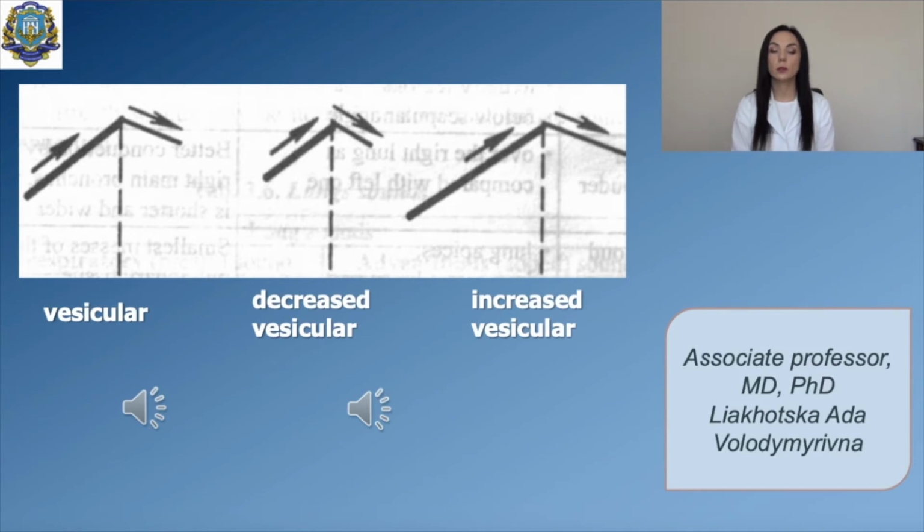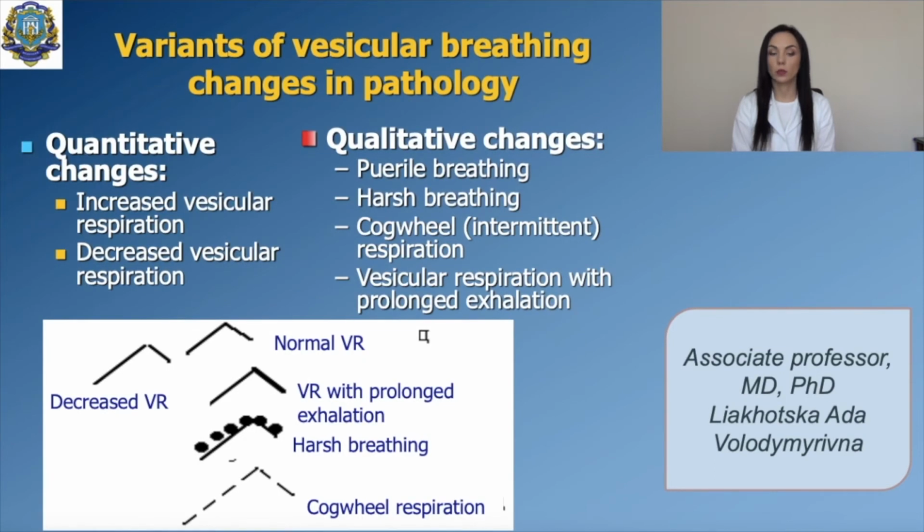Variants of vesicular breathing changes in pathology. It could be quantitative changes, increased vesicular respiration and decreased vesicular respiration, and qualitative changes, called puerile breathing, harsh breathing, cogwheel intermittent respiration and vesicular respiration with prolonged exhalation. In this item, you could see this.